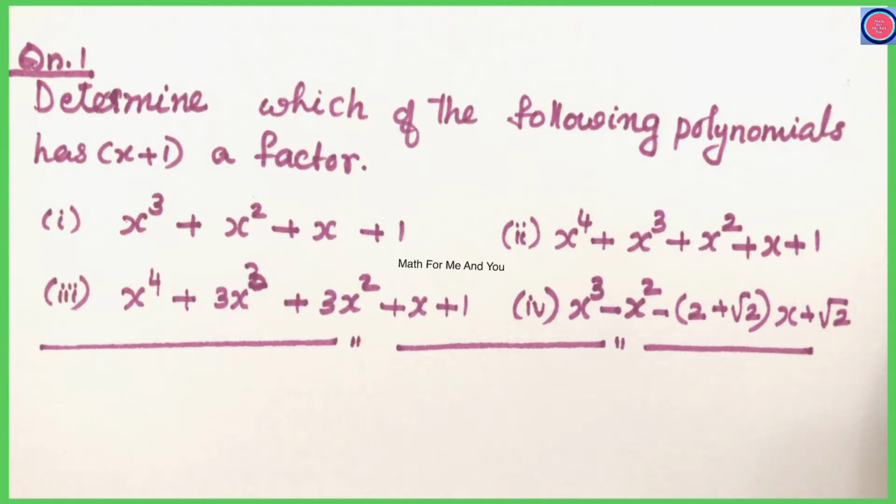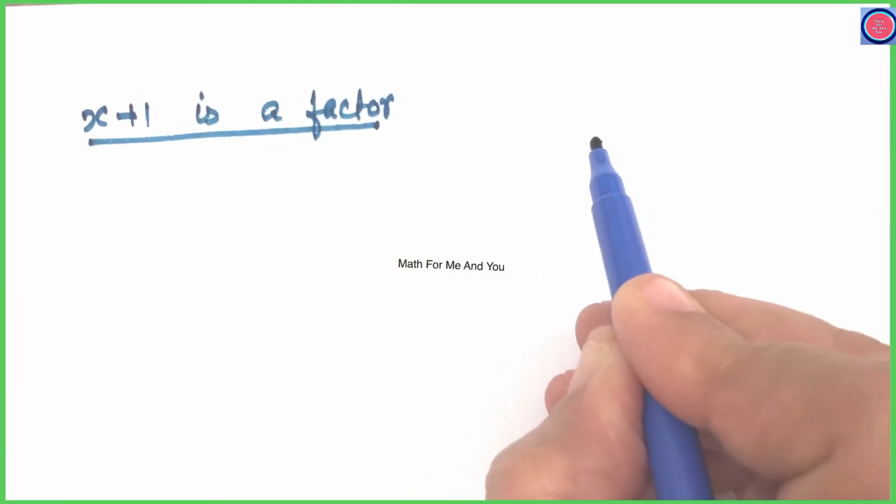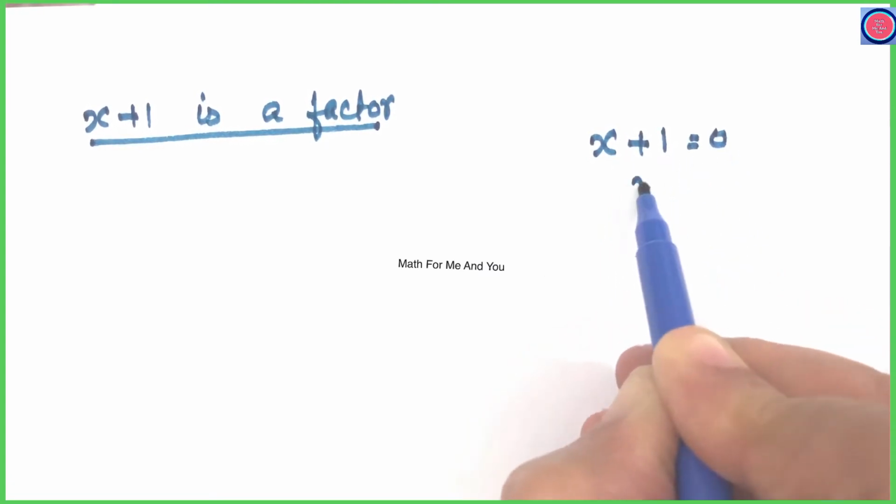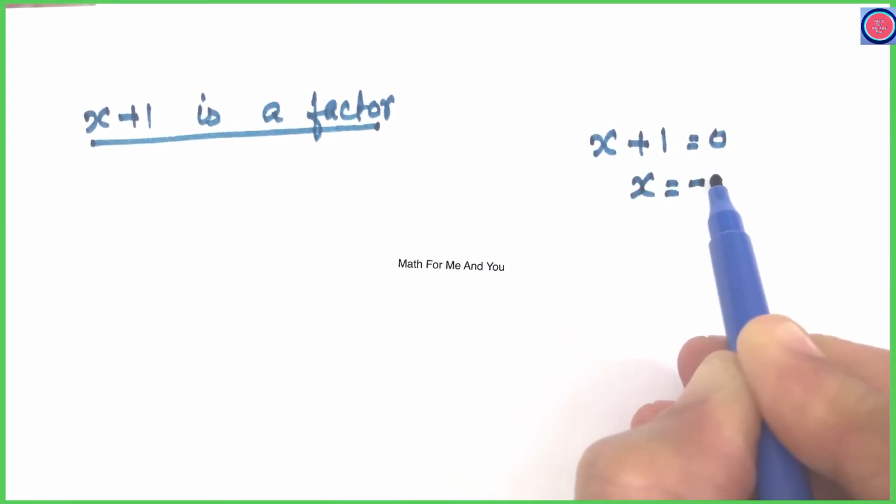To find the remainder, do we need to divide? No need. We don't need to divide. What we can do is take the linear factor, equate it to 0 and find its value. Here the linear factor is x plus 1. We have to equate x plus 1 to 0. Then we get x is equal to minus 1.